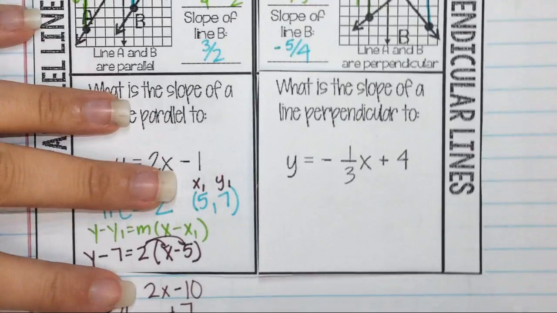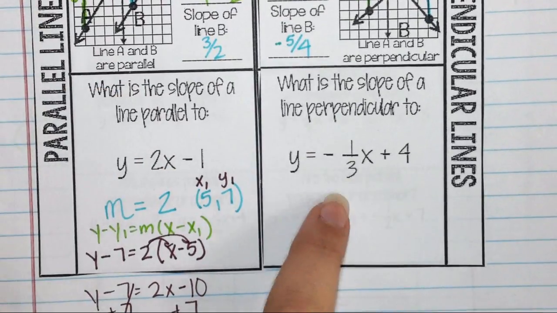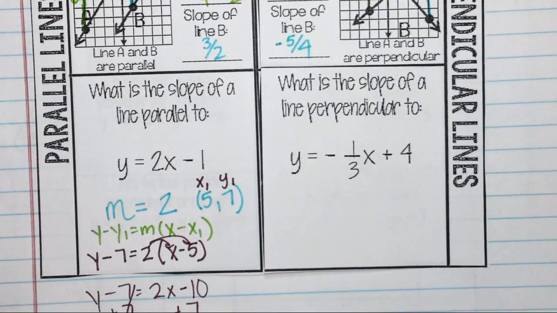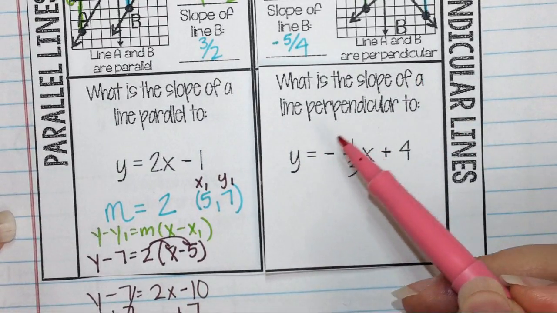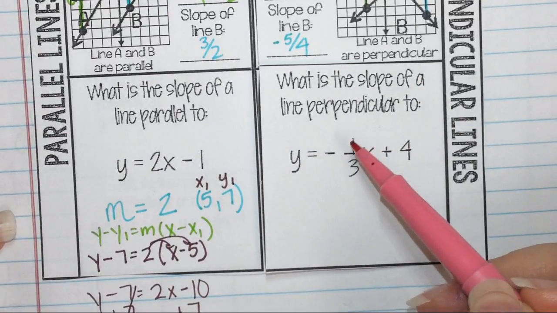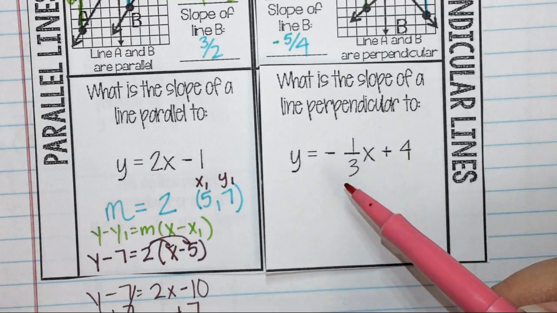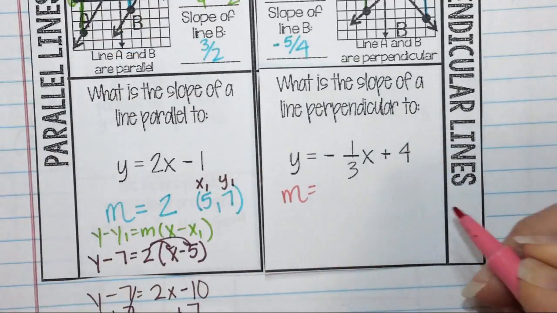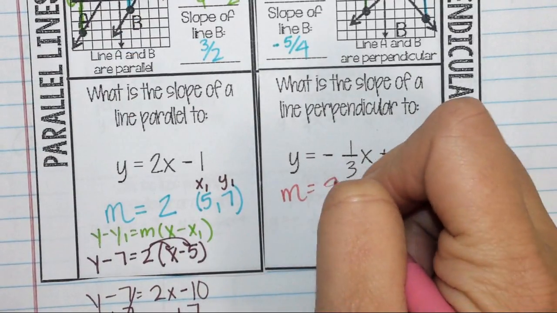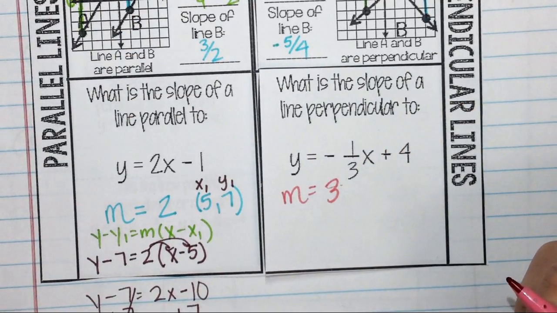Okay. What is the slope of the line that is perpendicular to homeboy right here? What is the slope of this line? Negative 1/3, okay? So opposite means that our new slope has to be positive. And if you flip 1/3, what do you get? 3. That's our slope. Look at that. Isn't it magic?